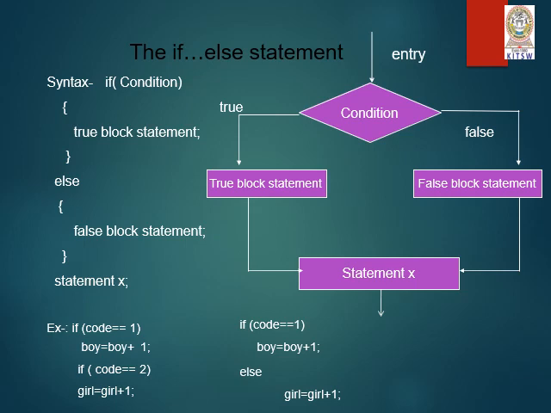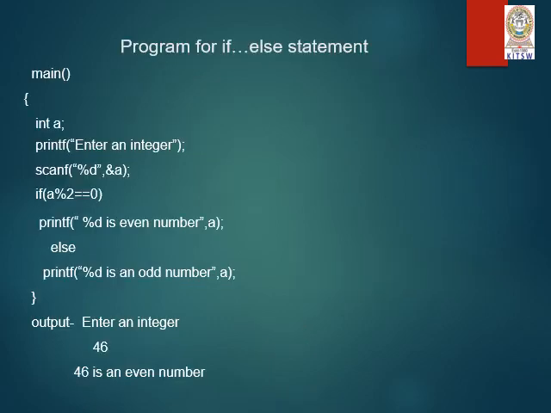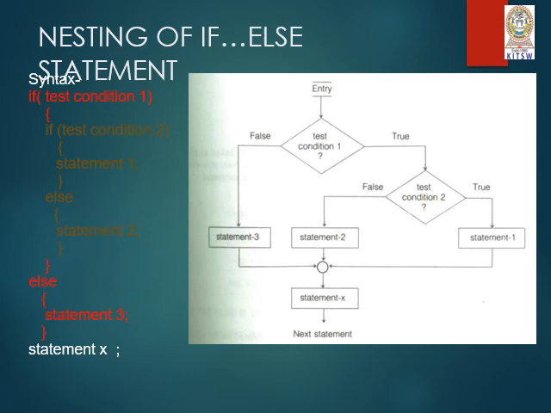We can use multiple if blocks also with the help of the else statement. If the condition is true, then this statement will be executed. If the condition is false, the statements under the else block are executed. And this is an example for the if-else block. If a % 2 is 0, that means the number is divisible by 2, so it is an even number, else it is an odd number. So you can give an integer and check whether it is even or odd.